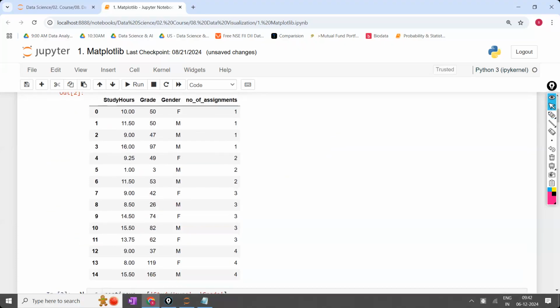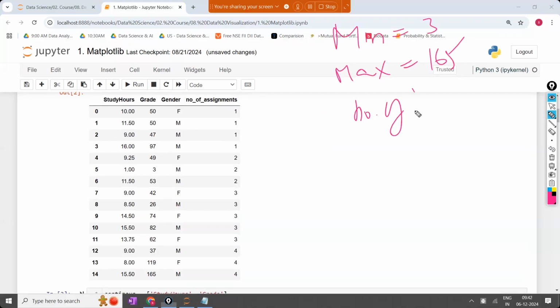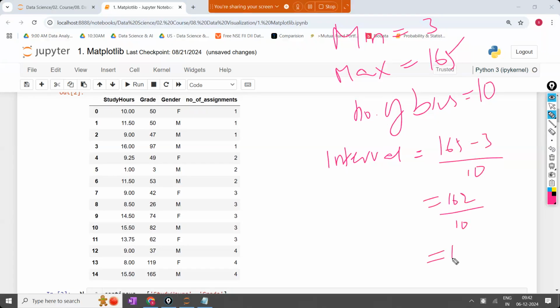For this data, grades, what is the minimum value and what is the maximum value? Tell me what is the minimum first? 3. What is the maximum? 165. Now number of bins is equal to 10, fixed, by default. It is a default argument. If you want to change it you can, but the default is 10. So the interval is going to be 165 minus 3 divided by 10, that is 162 by 10, 16.2.